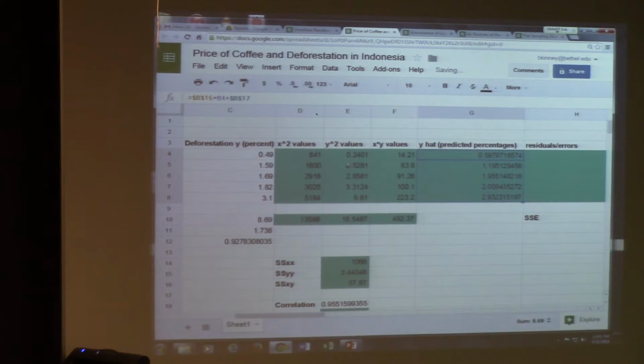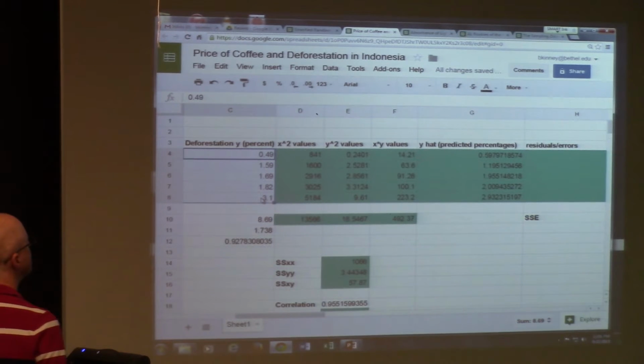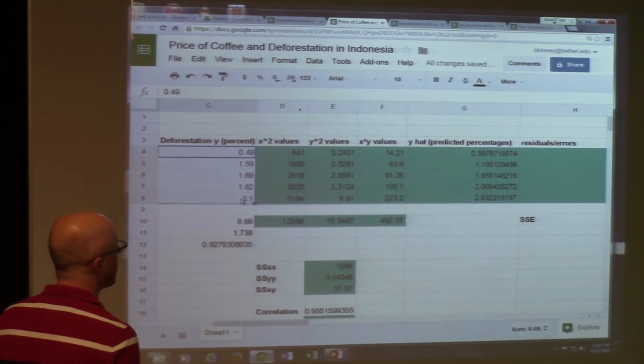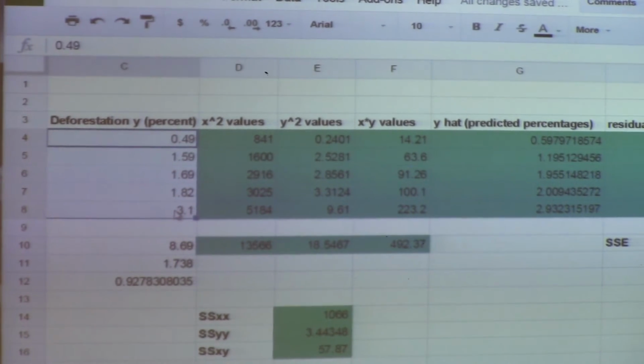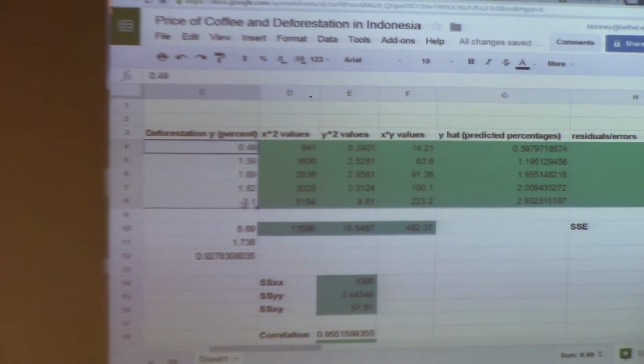All these numbers should be close to the corresponding y values over here, relatively speaking. Okay, they're not too far away. Those are the y-hats, the predictions you would get from the regression line.